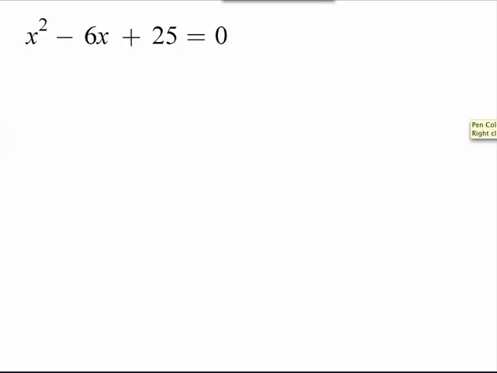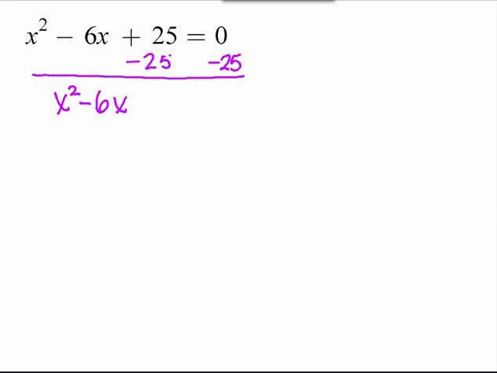What am I going to do on my next one? Yep, subtract 25. Very good. So I end up getting x squared minus 6x equals negative 25.